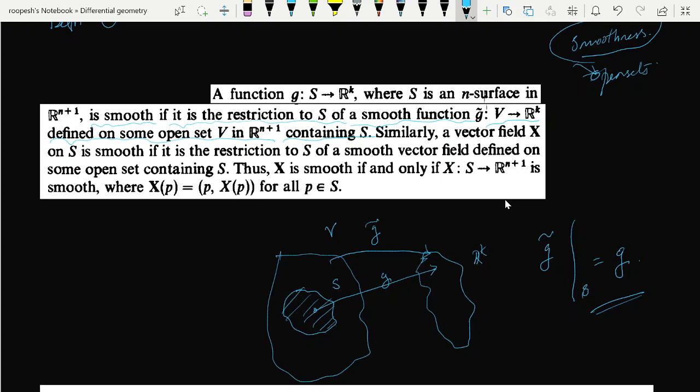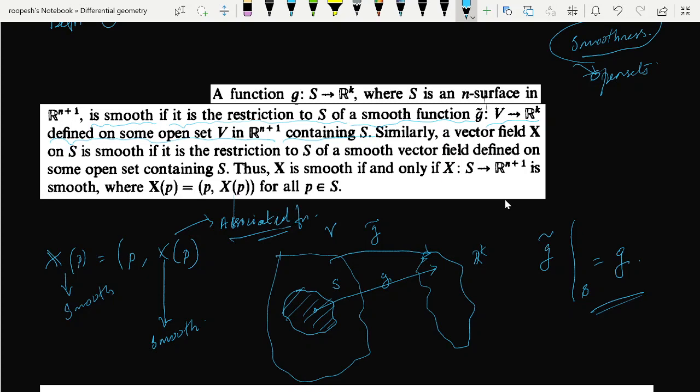Thus X is smooth if and only if X from S to R^(n+1) x R^(n+1) is smooth, where we call this the associated function. So we have X tilde of p equal to (p, X of p), and we say that X is smooth whenever this associated function is smooth. This is the meaning of smooth vector fields.